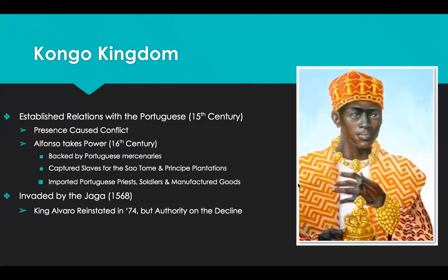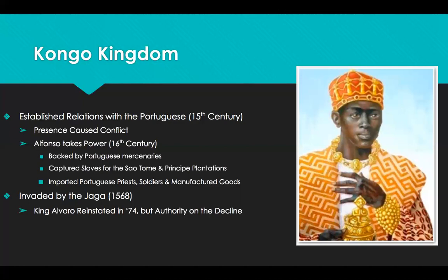Now, he was the father to Alfonso here. Alfonso was also baptized, but I believe it was in 1491. Alfonso's name is Dzinga Mbemba, and his father would have been Dzinga Nkuvu. When they were baptized and converted into Catholicism, they became King João II for the older, then King Alfonso I for him here.